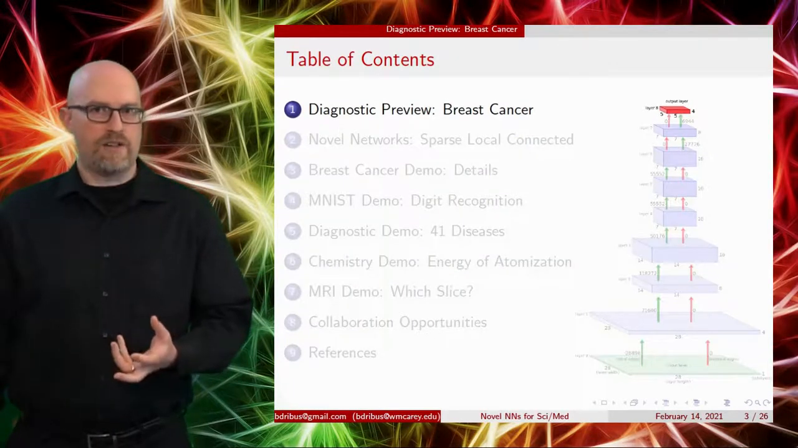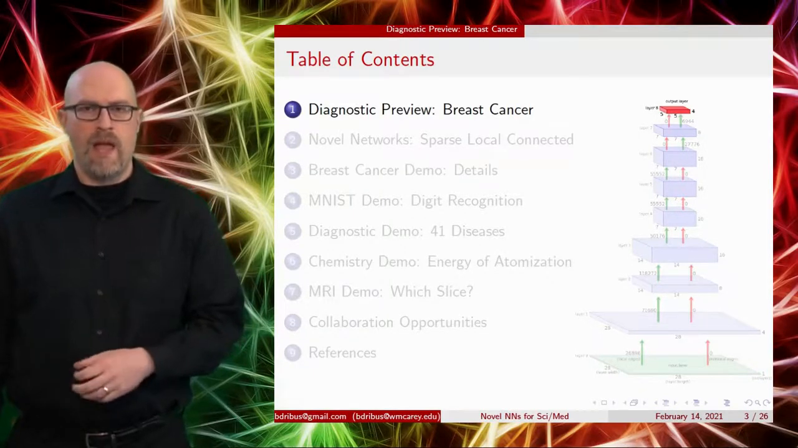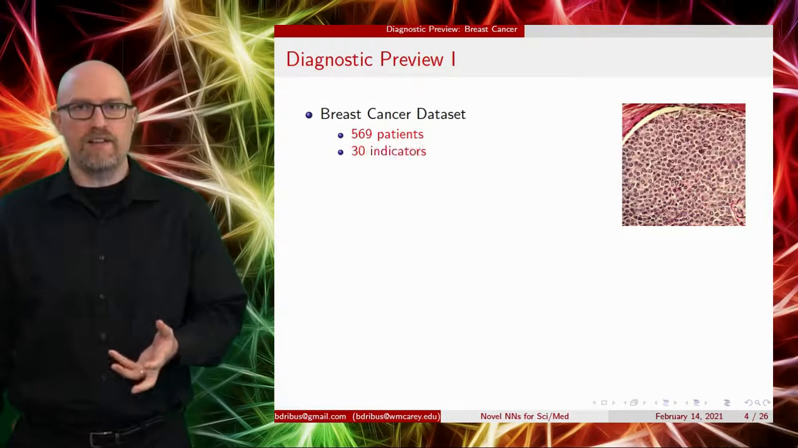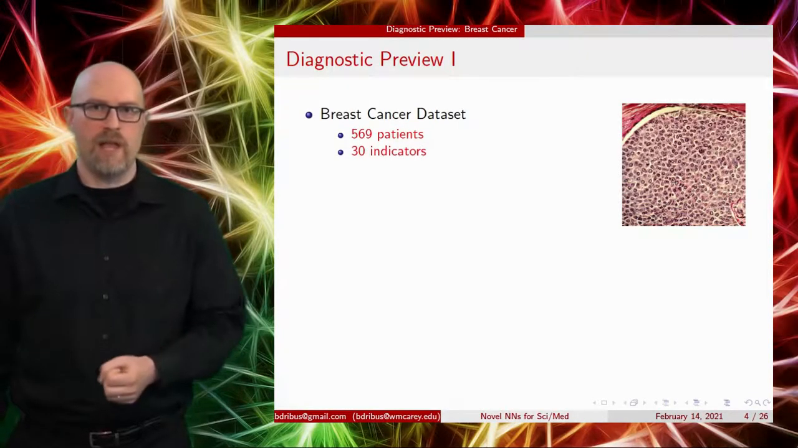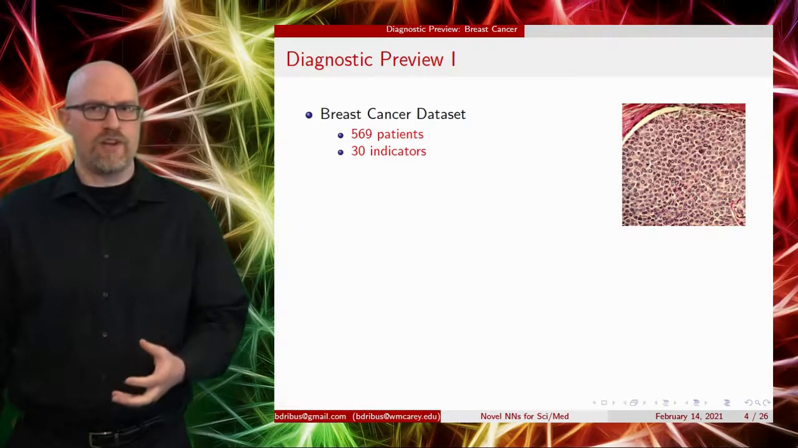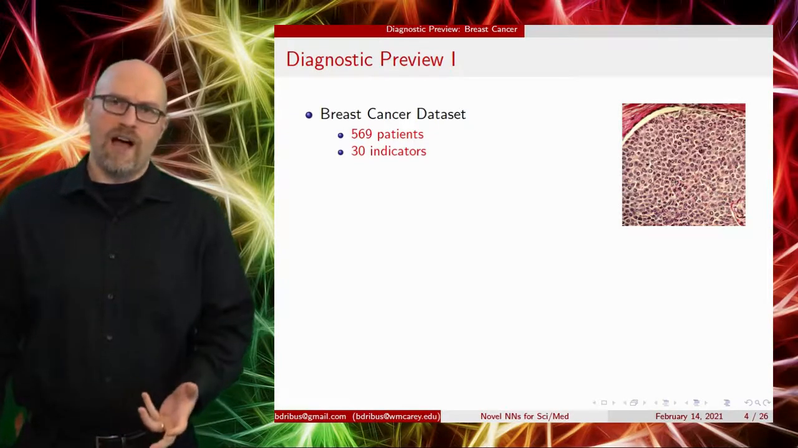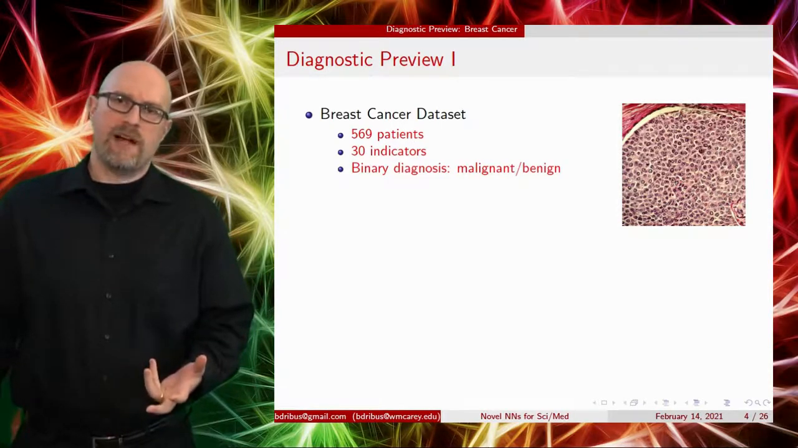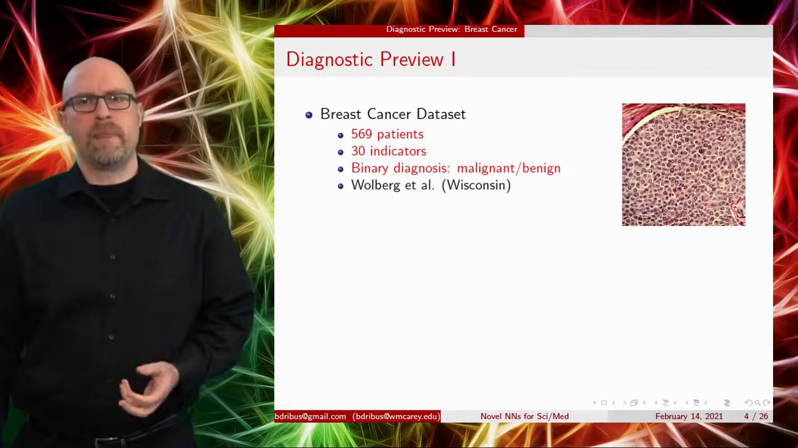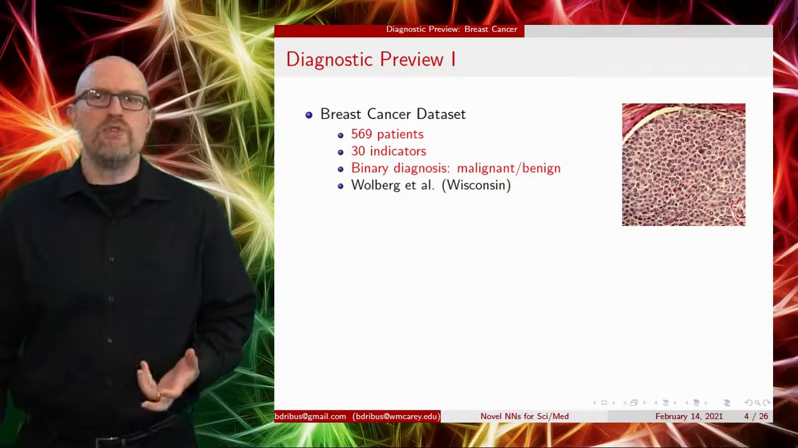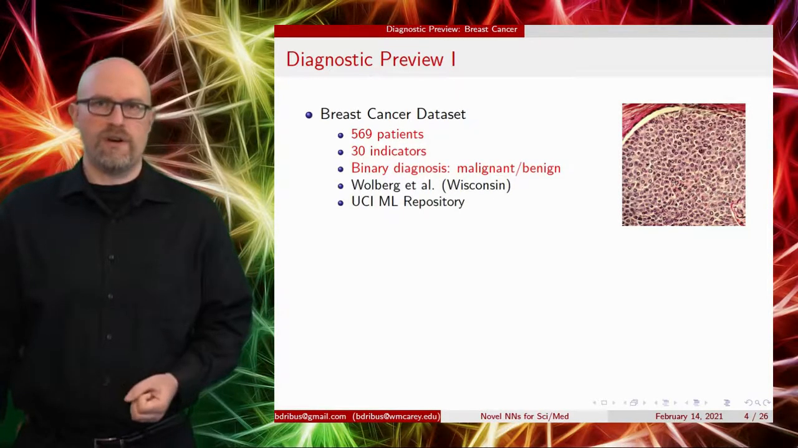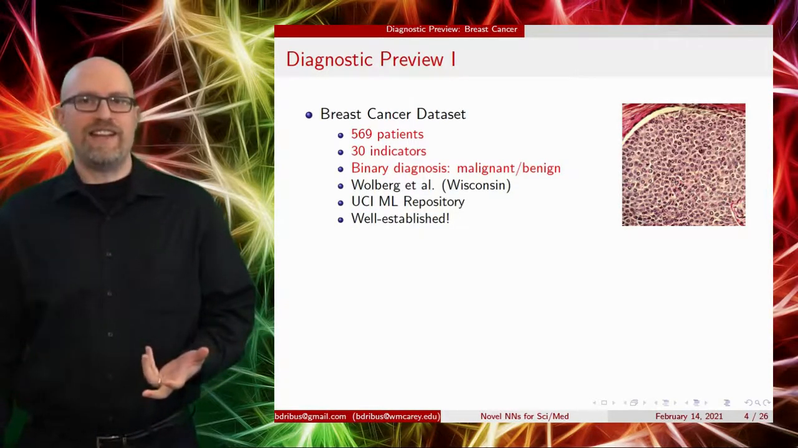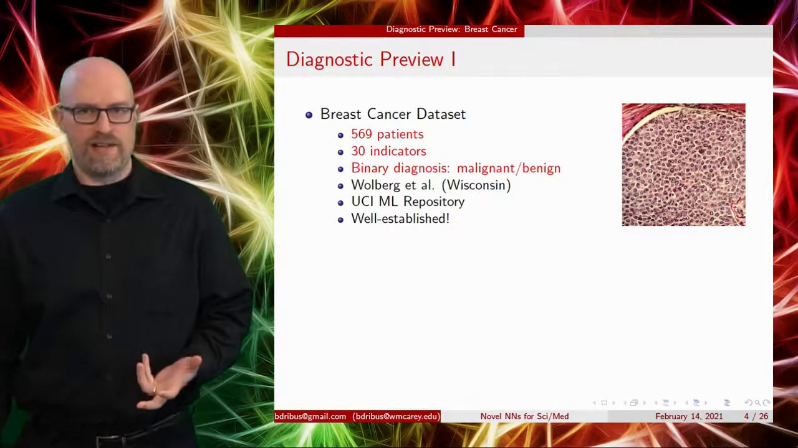Let's return now to the breast cancer problem. This data set has 569 patients with 30 cellular measurement indicators for each patient, taken from cells like the one shown in the image. The goal is to diagnose malignant or benign from these indicators. This data set comes from the University of Wisconsin. It can be found on the well-known UCI machine learning repository. It's well established. Now, medical professionals tend to ask me detailed medical questions about how this data is gathered.